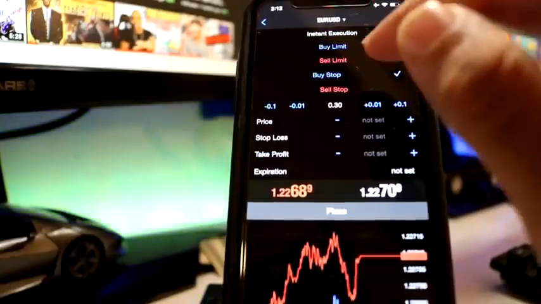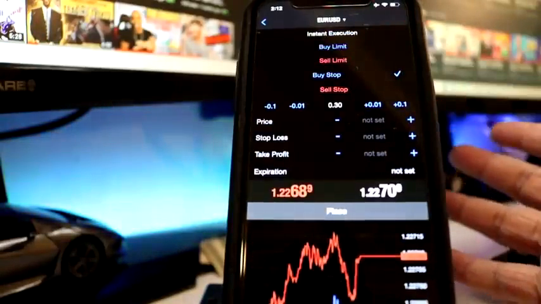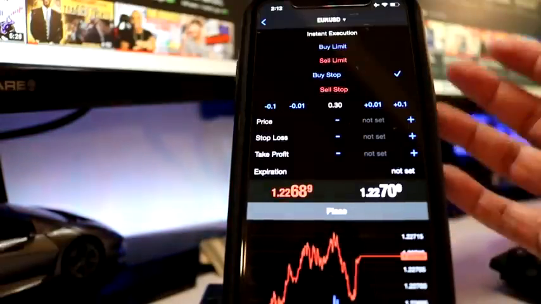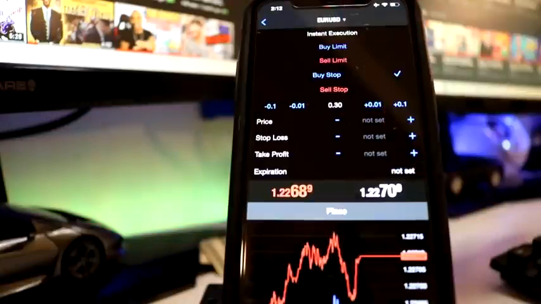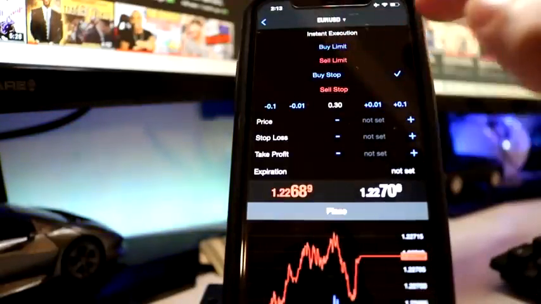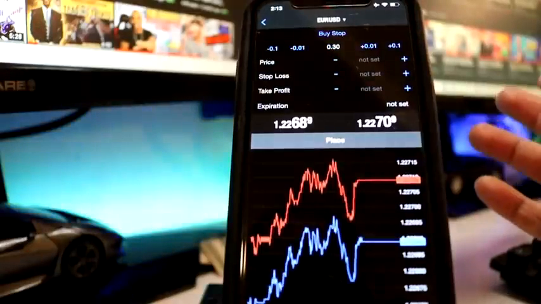What this does is it allows you to kind of set it and forget it. So now you can place your trades and you don't have to monitor it all day, every day. You can simply place it, let the market do what it does, and if your analysis is correct, it'll put you into the trade automatically. You don't have to worry about that.